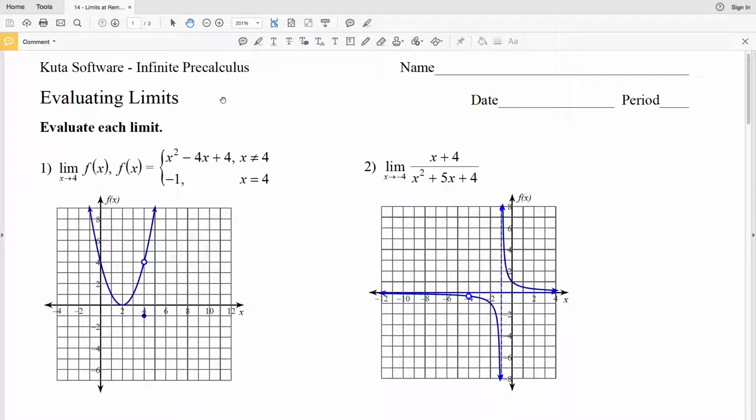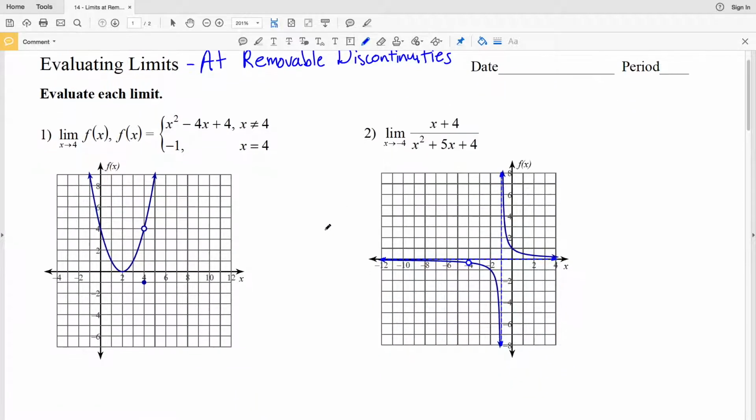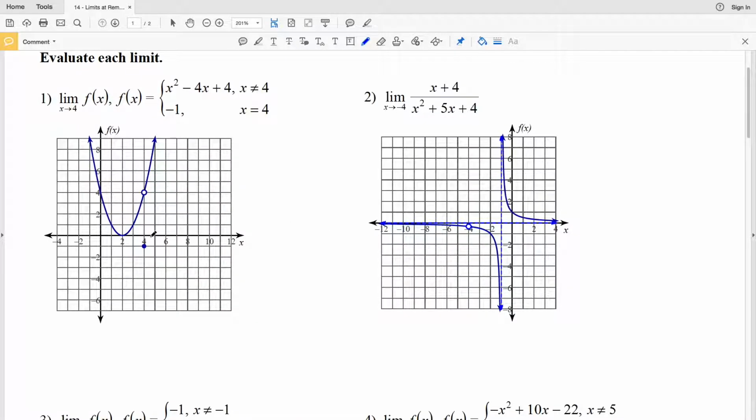In this video, we're going to go over the Kuta Software Infinite Pre-Calculus free worksheet on evaluating limits at removable discontinuities. So in number 1, we're going to be evaluating each limit.